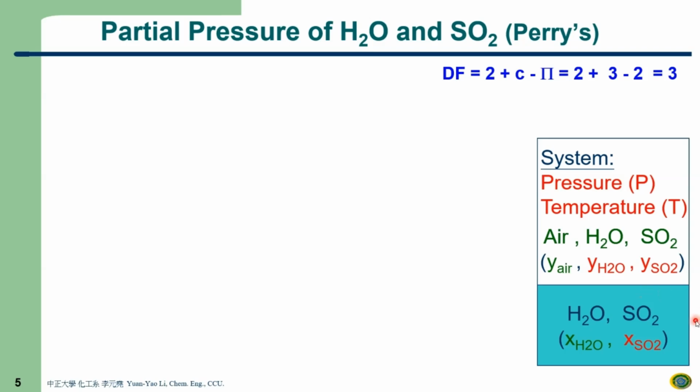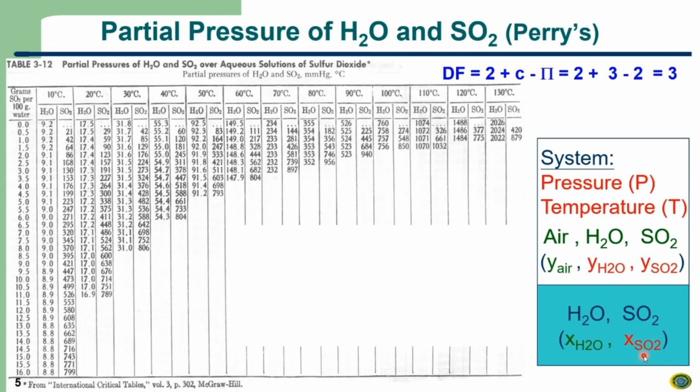So in this case, which is easy, if you have the pressure and temperature, then YH2O, YSO2, and XSO2 will be fixed. The values will be fixed. This table shows you that the molar fractions are fixed in the gas and liquid system.